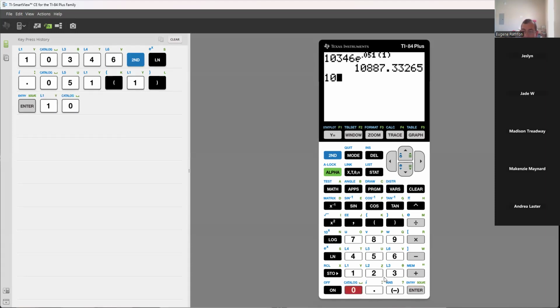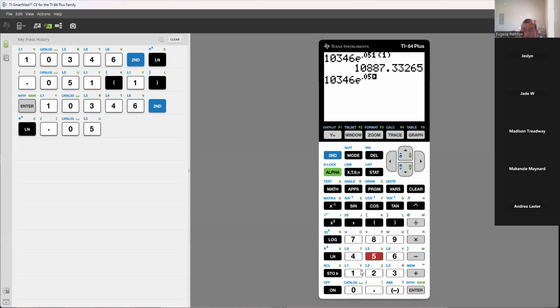Then I would do 10,346, second ln, and then I got 0.051 times 2 years. When I hit enter, notice my money's going up, so that's what you want. 11,456.98, but my 8 has a 9 after it, so I'm going to make that a 0.99.